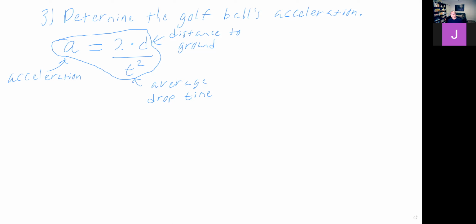Okay, so A is the acceleration, D is the distance between the golf ball and the ground, from the start of the experiment. And T is the amount of time that the golf ball needs to reach the ground, all right? And this distance to the ground, we know is equal to 4.9 meters. We already know this. This average drop time you're going to calculate. So go ahead and just leave that in your notes, and then we'll talk about our next calculation.